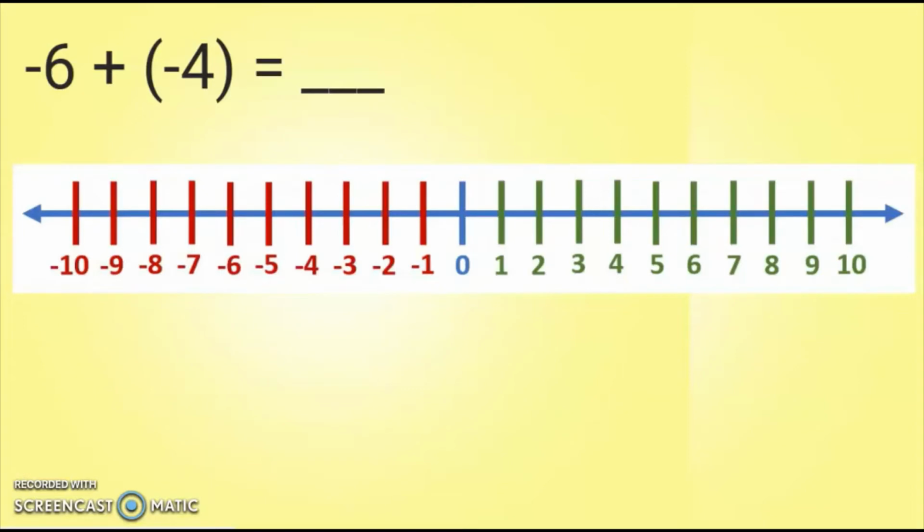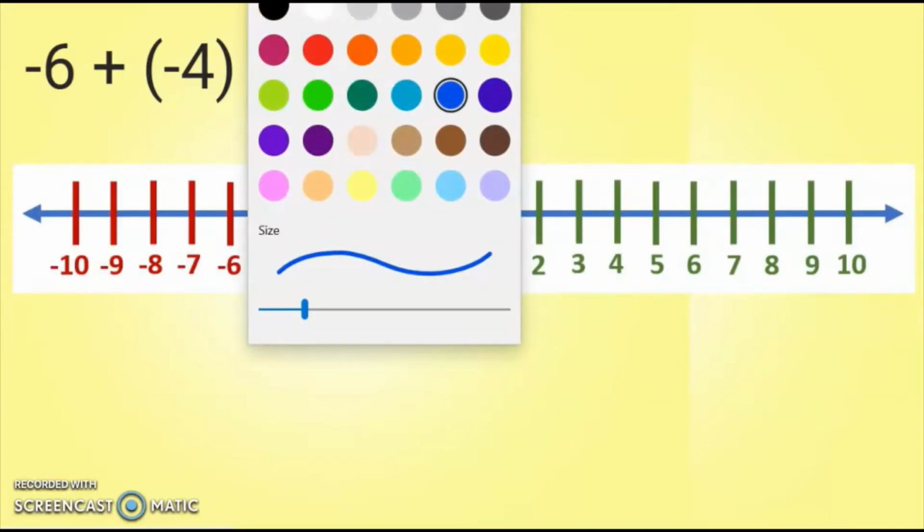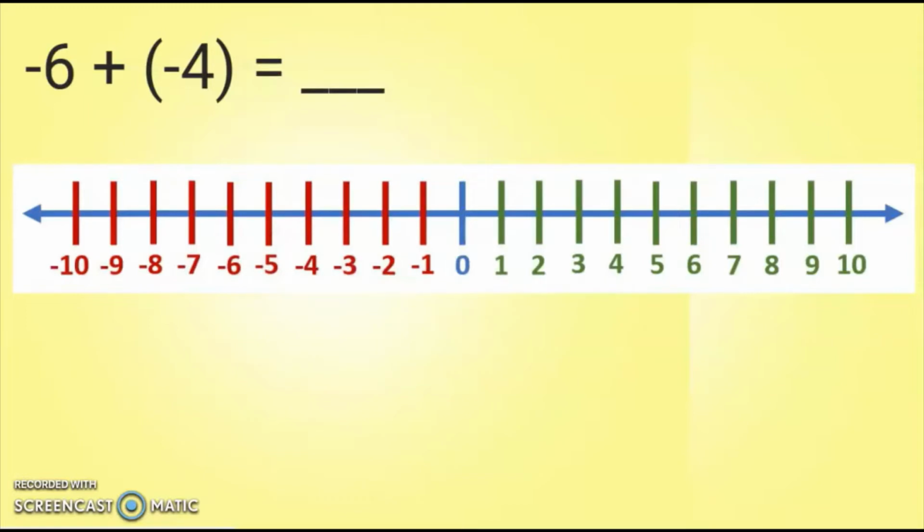Now, let's do addition of integers that are both negative. So, using our number line here, since we're adding negative 6 and negative 4, we start with negative 6, which is here. And since we're adding a negative number, we will take steps to the left. So, in this case, since it's negative 4, 4 steps to the left. 1, 2, 3, 4. And you see that we land on negative 10.